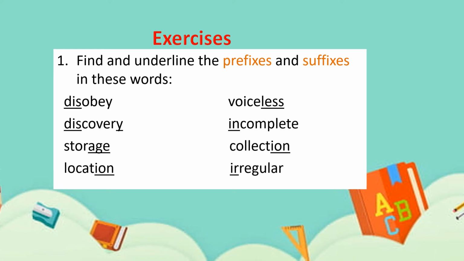In incomplete, I have the prefix in, which comes at the front of the stem complete. Collection, the stem is collect and we added ION at the end of collect. In irregular, IR is a prefix where the stem is regular.